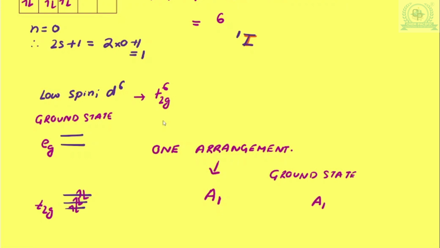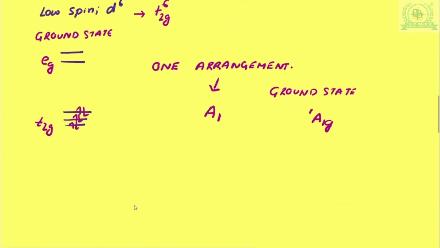A1. Since this is octahedral and octahedrals are centrosymmetric in nature, the gerade subscript will be used, and since it is coming from the 1I getting split, the multiplicity we have to write as 1. So this is the ground state term symbol and the lowest energy level when the 1I gets split. So we easily understood that the ground state is 1A1G.